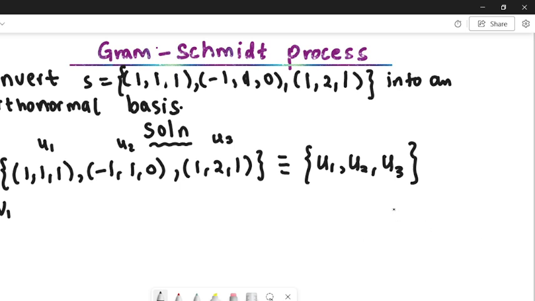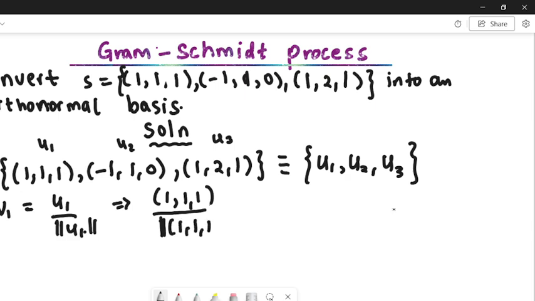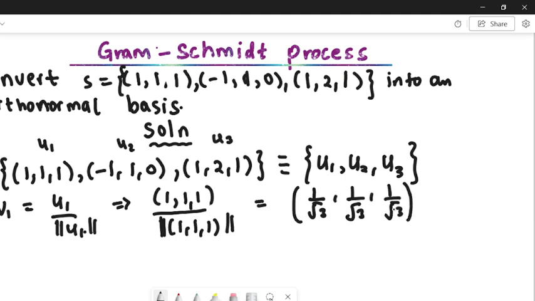The formula for finding V1 is U1 over its norm. So here we have (1, 1, 1) over the norm of that vector, so that is basically going to give us root a third. You can check our previous videos on how to get the norm: root a third, root a third, root a third. So that's our V1.